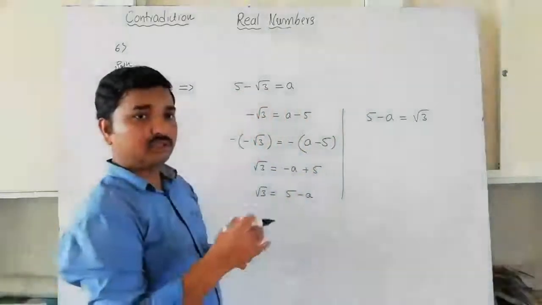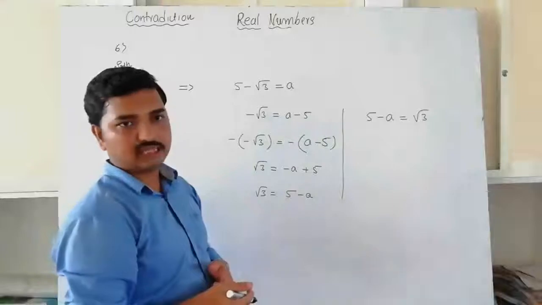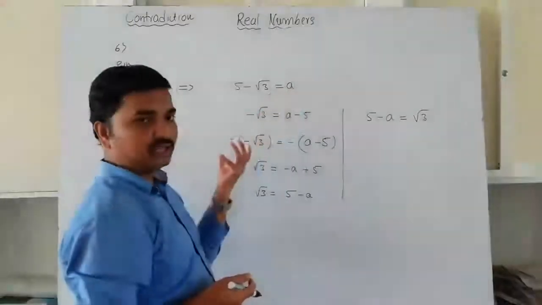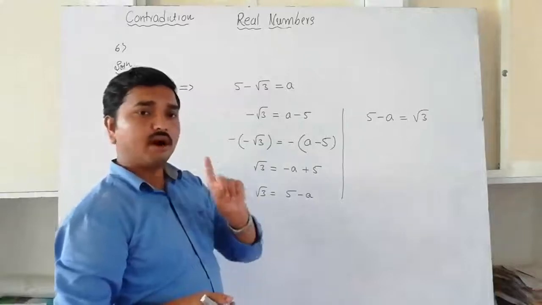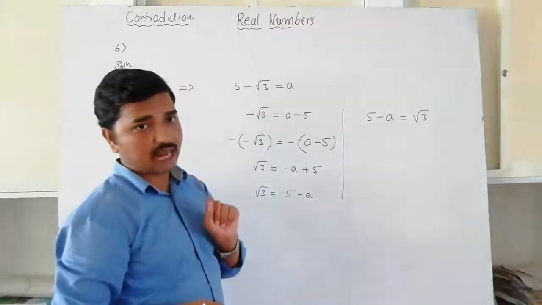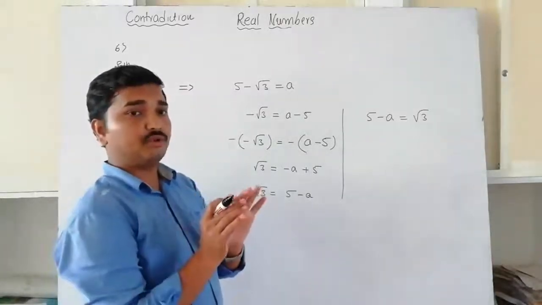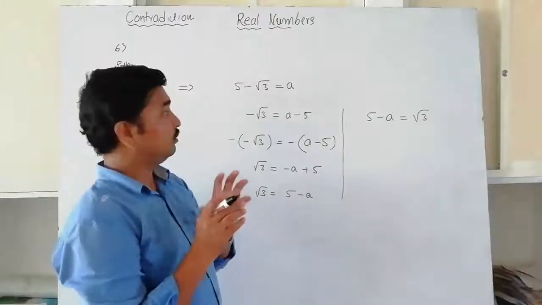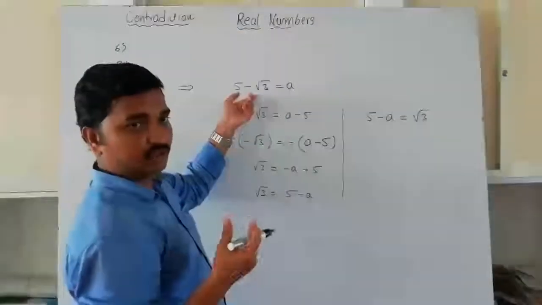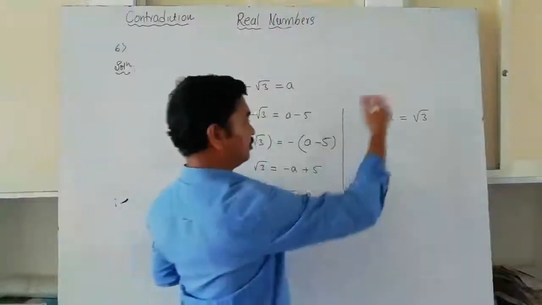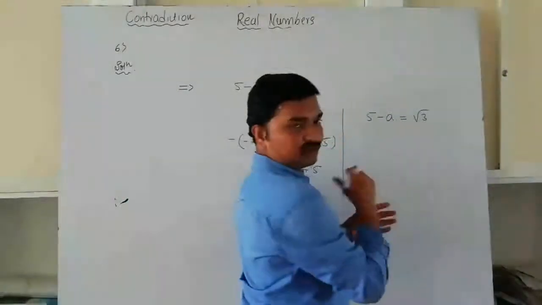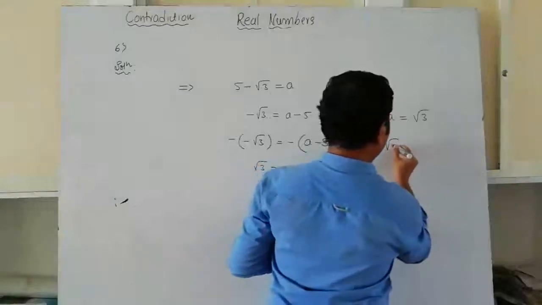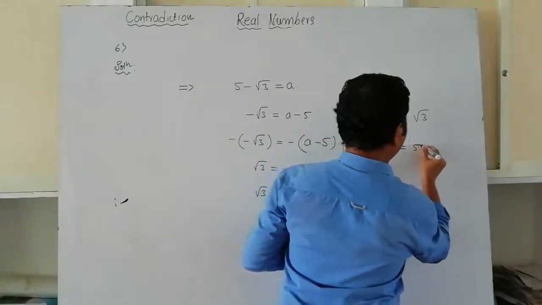To make it positive, I am going to shift that one to the right hand side and shift a towards the left hand side. This is because I need to maintain root 3 on one side, because root 3 is an irrational number. So you need to shift all the numbers involved with root 3. That's why I am going to shift root 3 like that. And in the next step you can write like this. You need to reverse this one. If you reverse this, root 3 is equal to 5 minus a.